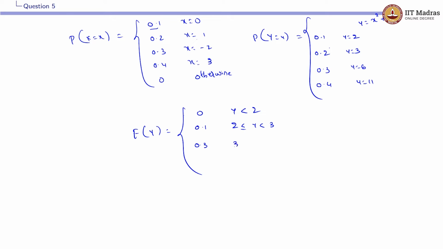For 3 less than or equal to y until y is less than 6, we will have a cumulative probability of 0.3. So for y equals 6 until y equals 11, it would be 0.3 plus 0.3, which is 0.6. So the value would be equal to 0.6 for 6 less than or equal to y less than 11. And the later one is 0.6 plus 0.4, which is obviously equal to 1. For y greater than or equal to 11, the cumulative probability would be equal to 1.